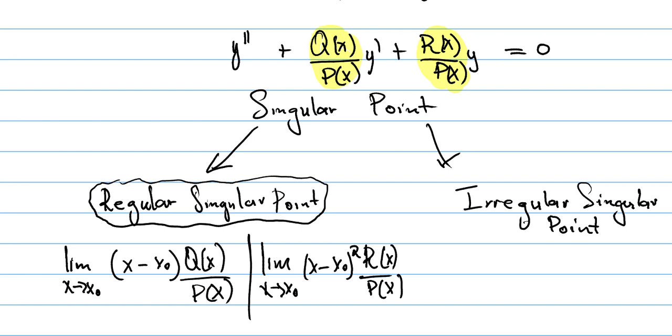Okay, then if you have finite results for both of these limits, let's say you evaluate this and get a finite result, and also you evaluate this and get a finite result, this means it's a regular singular point.